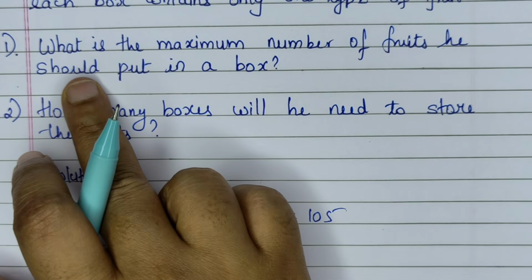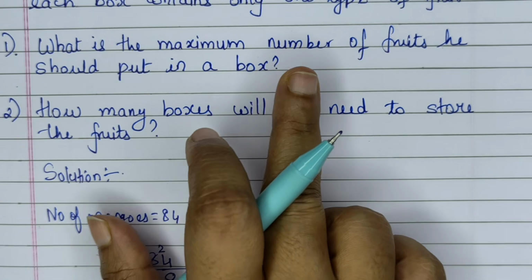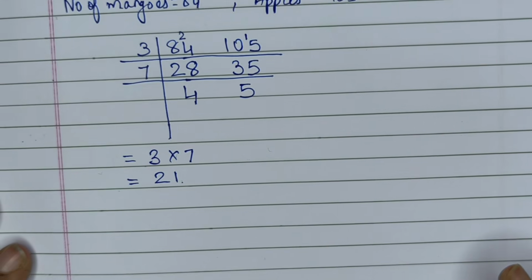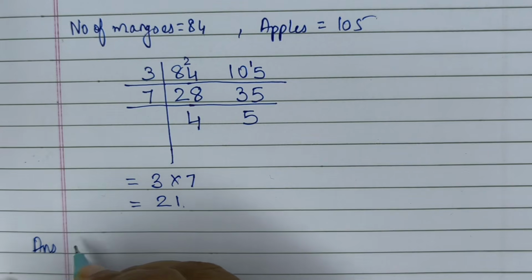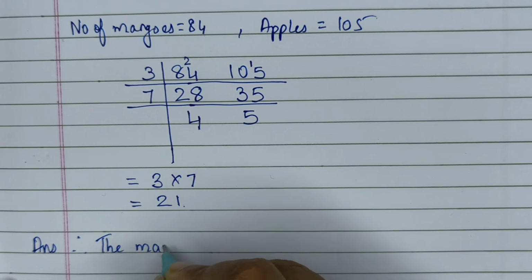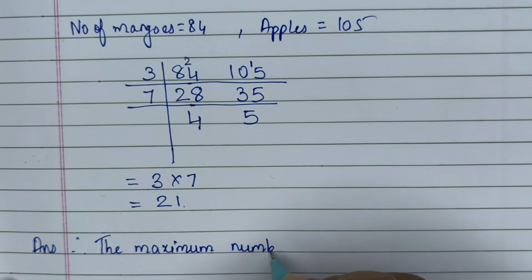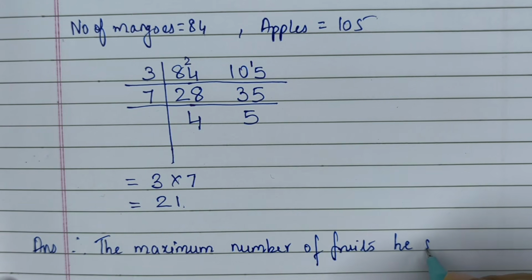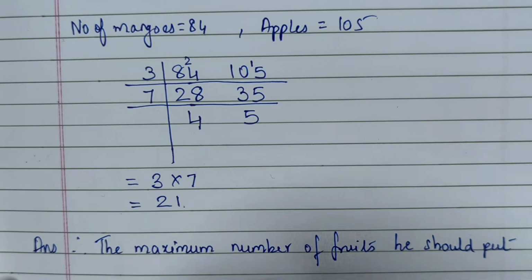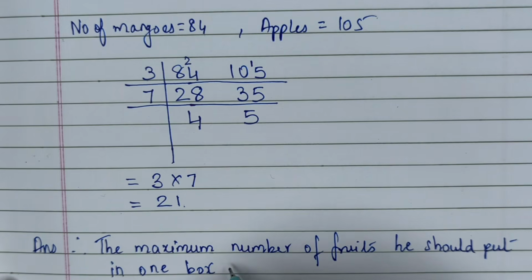That means, see what was our question? What is the maximum number of fruits he should put in a box? We got the answer to the first question. So we'll write the final answer here. Answer: therefore the maximum number of fruits he should put in one box is 21. Understood?